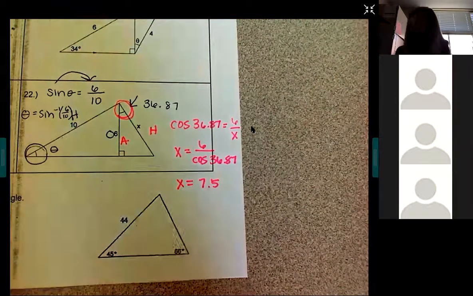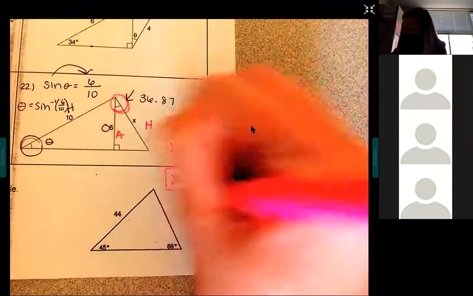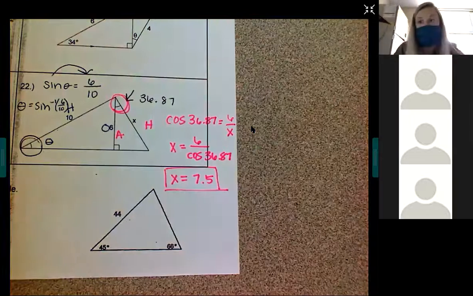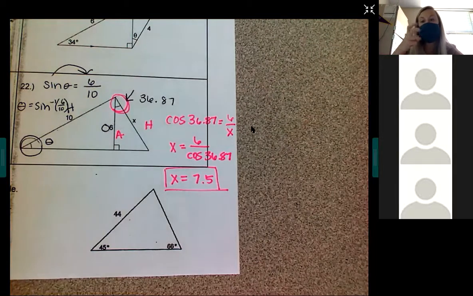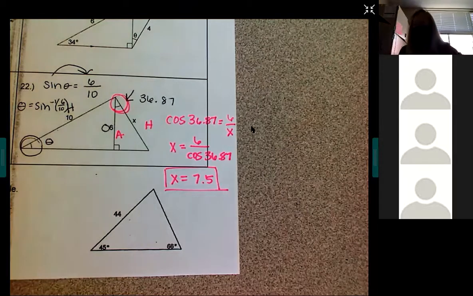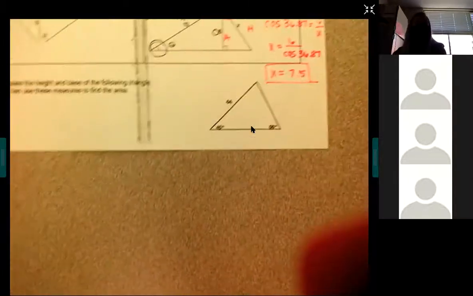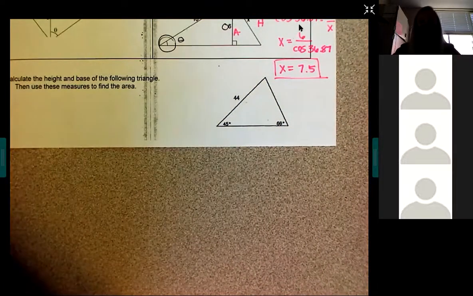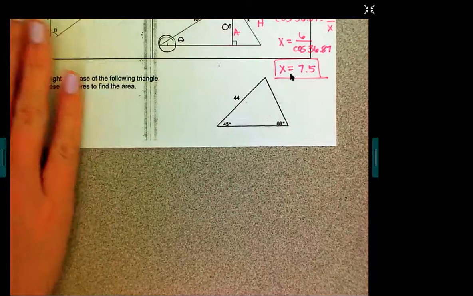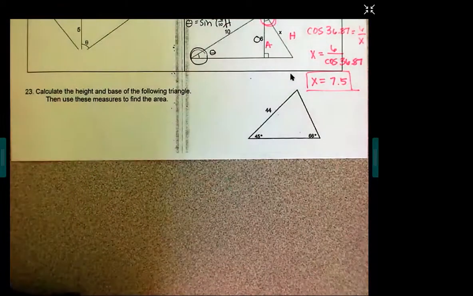Does that help my people at home with number 22? Because a lot of y'all were saying you needed help with the multi-step trig. You always want to start with the triangle that has two pieces of information. All right, I'm going to help y'all set up 23. I'm not going to do the whole thing because I want to get started with notes because I feel like not everybody's really participating and a lot of y'all are doing fine, so we don't need to be wasting time. If you need help, make sure you're talking to me.